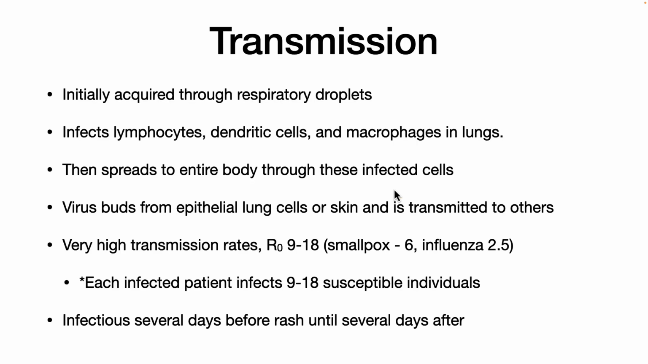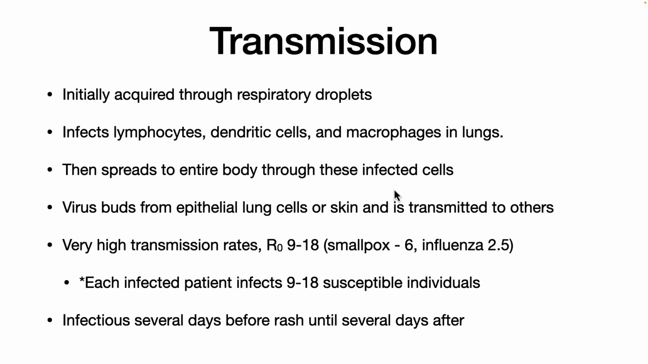Measles is initially acquired through respiratory droplets and enters via the lungs, infecting lymphocytes, dendritic cells, and macrophages, and these are immune cells. These cells then circulate throughout the body, and as virus buds from them, they spread the infection to other cells. After replicating inside the host, the measles virus buds. The virus exits the body by budding from epithelial cells or the skin, thus being spread by breathing and or direct contact with the infected patient.